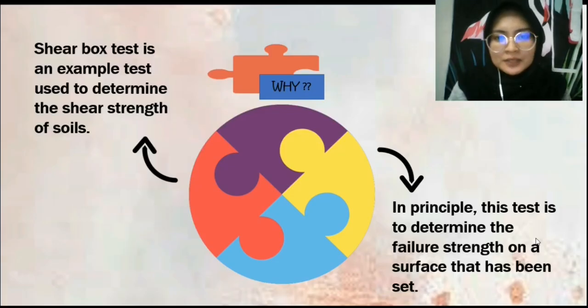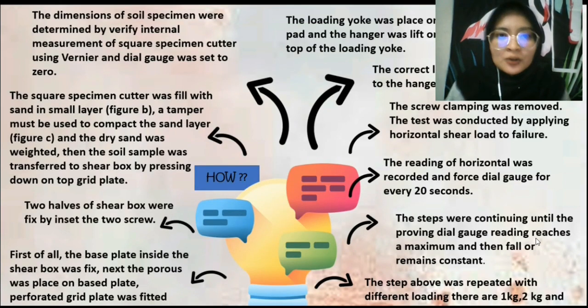Okay, next, I will present about why the direct shear box test was conducted. The first reason is it is used to determine the shear strength of soil. Second, it is to determine the failure strength on a surface that has been set. Okay, next is how the direct shear test was conducted.